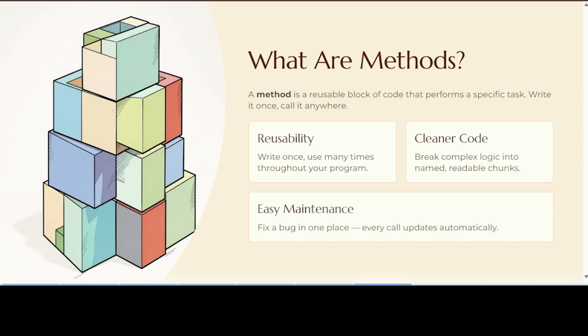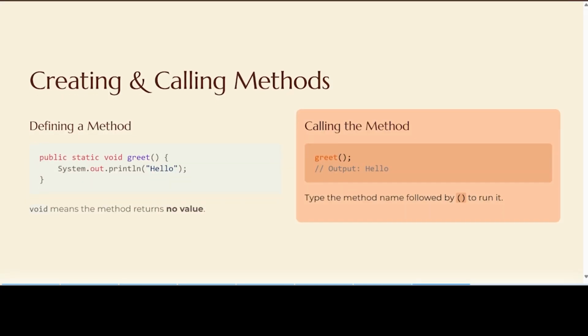The second one is cleaner code. Large programs become easier to read. The third one is easier maintenance. If there is a mistake, we will fix it in one place instead of many places. This gives a professional sense to our code. Okay, this is why methods are used.